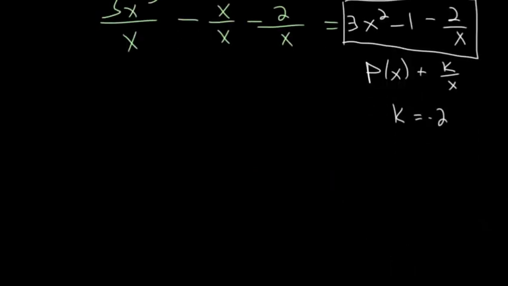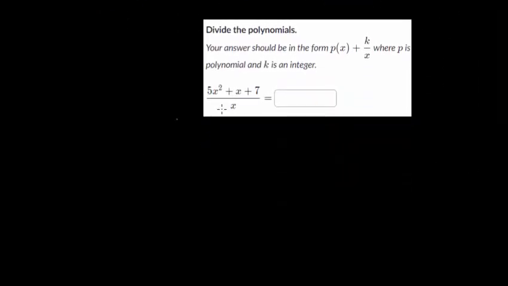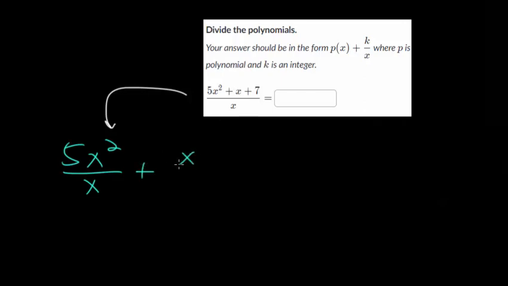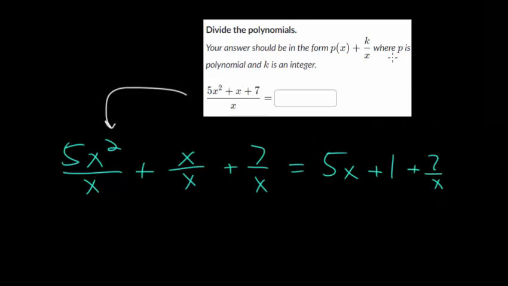Let's do one more of these, and I'll just rewrite this with our division by x into each term. So x goes into the 5x squared, the plus x, and the plus 7. So 5x squared divided by x, then we have x divided by x, and 7 divided by x. And x squared divided by x, you'd have one x left over, so that's just 5x. x divided by x would be positive 1. And the plus 7 over x, we can't simplify, so that's our remainder term. That's this k over x. So this would be our final answer for this problem.